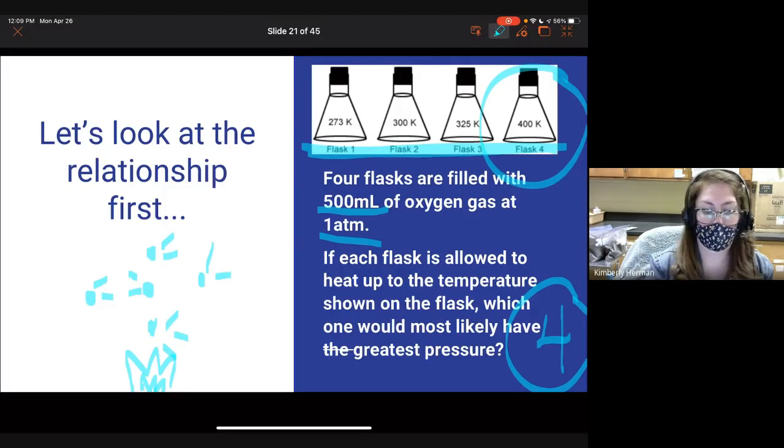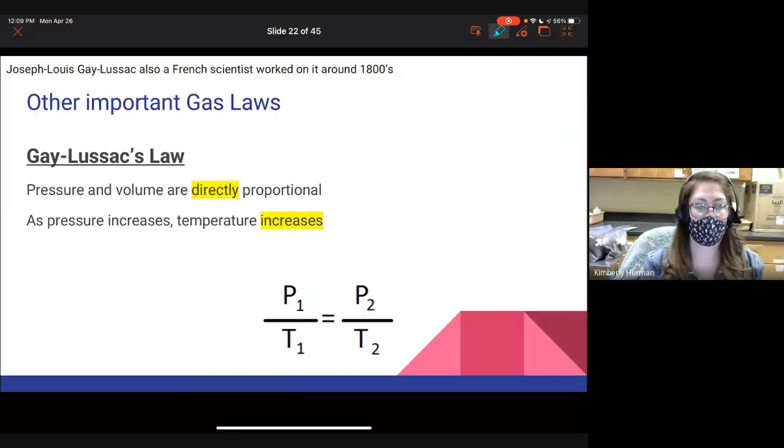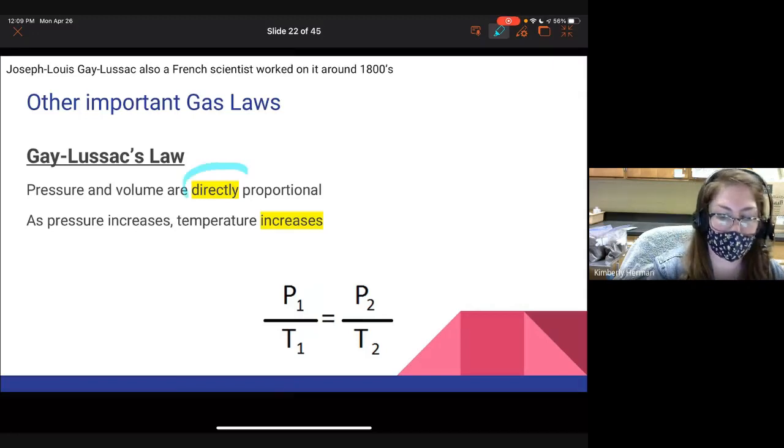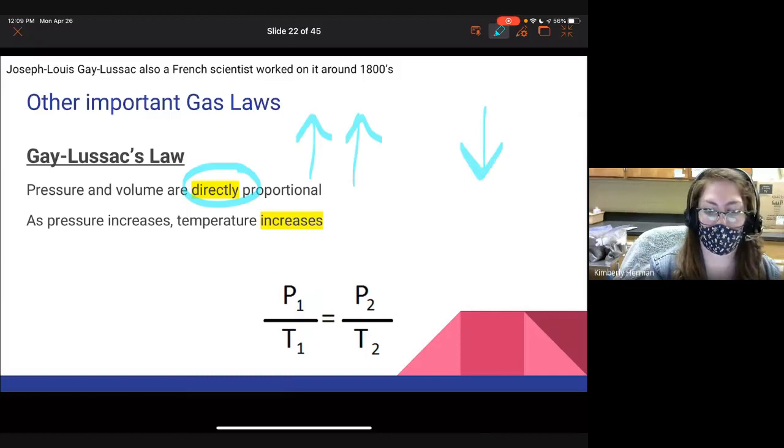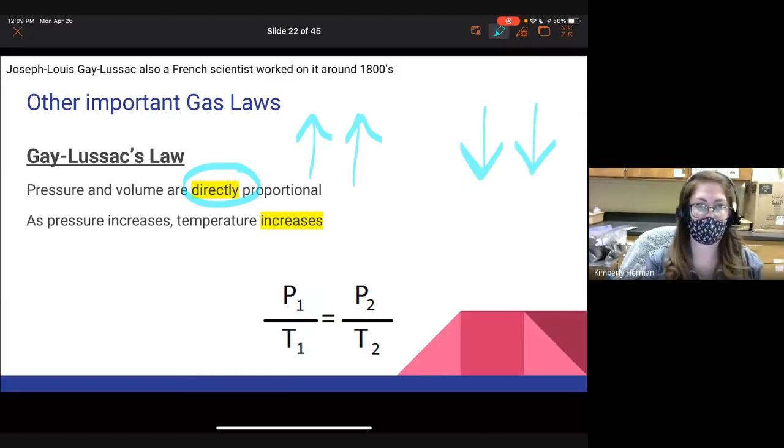So what does that mean for our next gas law? Well, Joseph Louis Gay-Lussac was a French scientist working around the 1800s. He said pressure and temperature are directly proportional. That means as one goes up, so does the other. As one goes down, so does the other. So, as pressure increases, so does temperature.